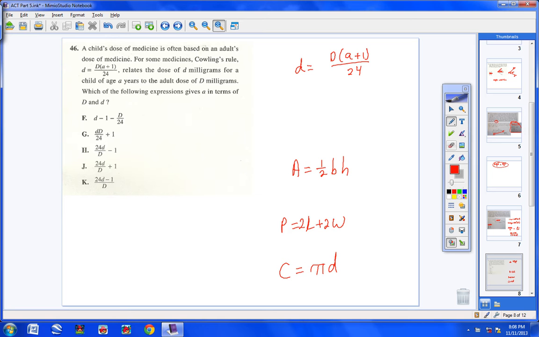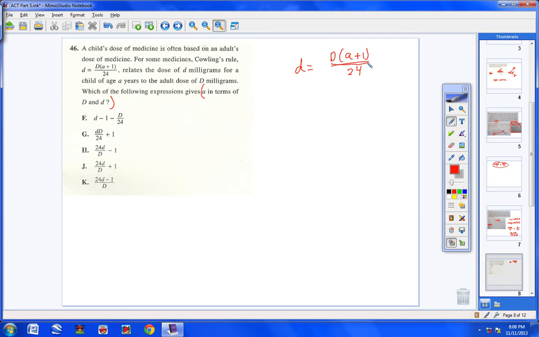So when they ask you, hold on 1 second, please. When they ask you to give a in terms of d and D, that means they want you to get a all by itself in such a way that the only two variables you have over here are d and D. Now there can be numbers, that's fine, but a has to be all by itself, a in terms of d and D. So that's what that expression means. a in terms of d and D means a all by itself with d and D on the other side. So what they want you to do is simply take this formula and get a by itself.